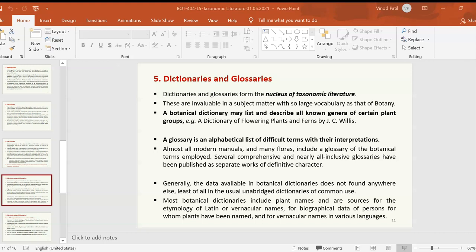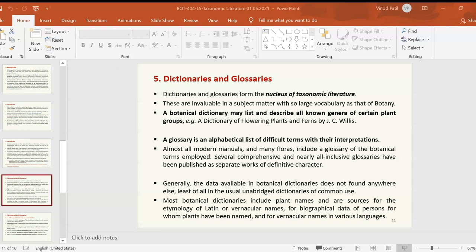Preferably, these books should be published by good publishers, TMH, isn't it? Tata McGraw Hill. Many times, TMH books do have glossaries at their end. They give the meaning of all these new or difficult terms in alphabetical manner. Almost all modern manuals and many floras include a glossary of the botanical terms employed. So those do have, but I was also telling you about the books too.